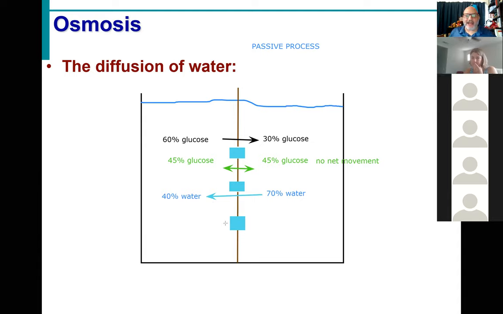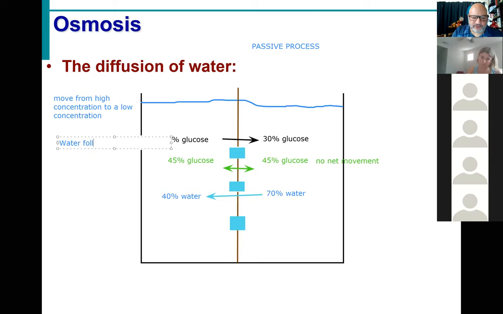The reason it moves to the left, as we've learned with diffusion, is that diffusion is where things move from a high concentration to a low concentration. We know that's what diffusion is, and that's exactly what water does. Now, if you've taken Biology 400 or some other micro class, then you might have learned the phrase "water follows salt," or "water follows stuff." Basically, wherever there is more stuff, that is where water wants to move.